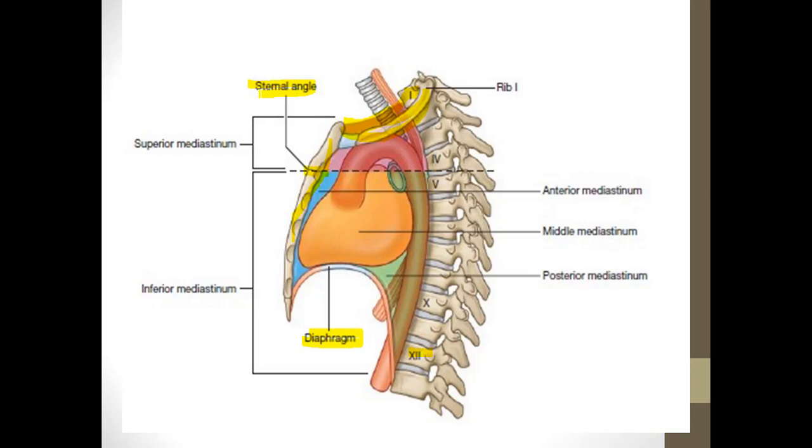Imaginary line passing horizontally from sternal angle to the junction of 4th thoracic and 5th thoracic vertebra. So this is a horizontal or transverse line passing from sternal angle anteriorly to the junction of 4th and 5th thoracic vertebra posteriorly. So this is an imaginary line that divides mediastinum into superior mediastinum and inferior mediastinum. The portion above this imaginary line is superior mediastinum, and that below this imaginary line is inferior mediastinum.